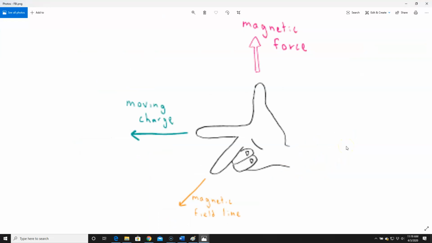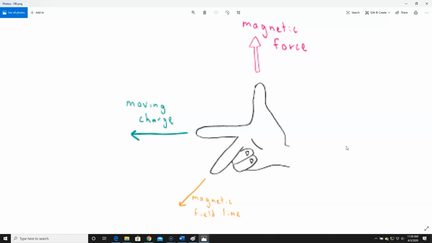The last thing is, what's the direction of everything that's happening? And this is where we get what we call the FBI gun law. The reason it's called FBI gun law is F stands for force, B stands for magnetic field, and I stands for current. And then the gun law comes in because you shape your hand like a pistol, as you see here.